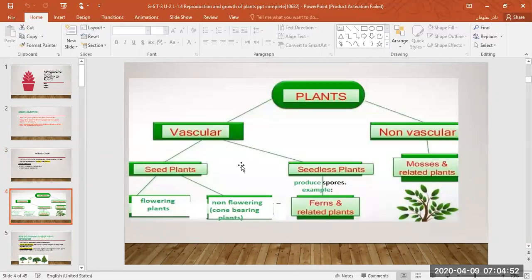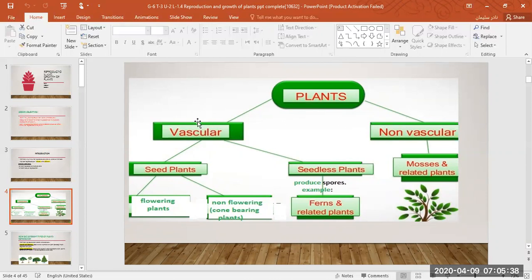If we start with a classification of plants, plants are classified into vascular plants and non-vascular plants. As we talked before, vascular plants are plants with vascular tissues, xylem and phloem, which are used for transportation of water and food within the plants. And non-vascular plants, from the name, don't have vascular tissues because they are simple and short, and they are able to move water from cell to cell by diffusion and osmosis.